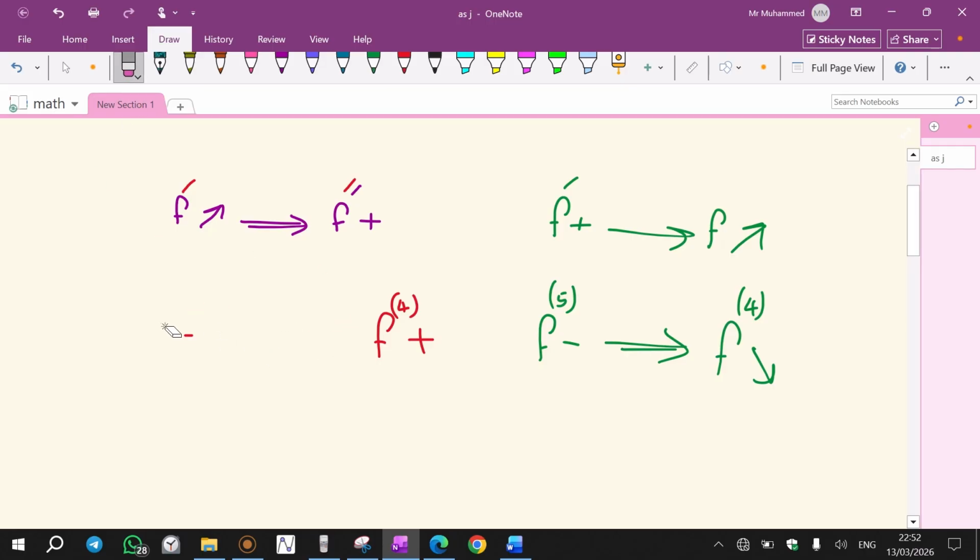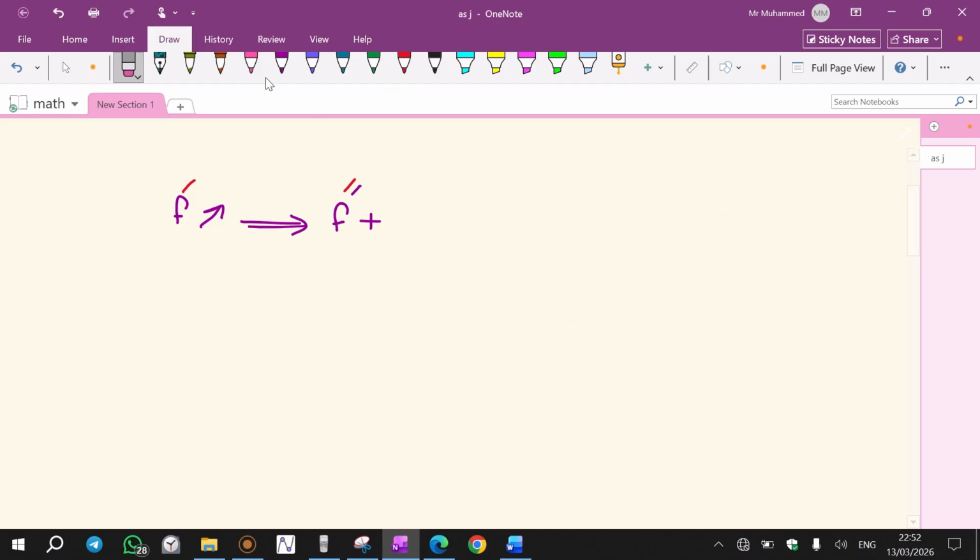Now let's go back to the first one. If I know f prime is increasing, that makes f double prime positive. And if f double prime is positive, that has another meaning for us, which is f is concave. Okay? These are all two-sided. In these three pieces of information, if you see any of them, you can write the other two.